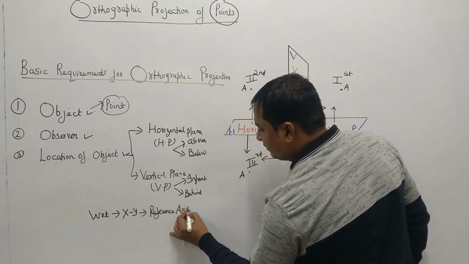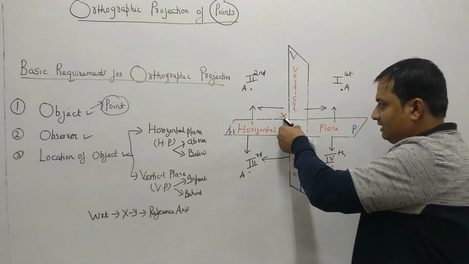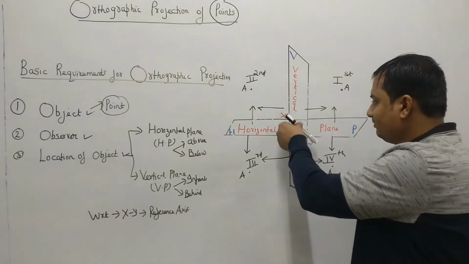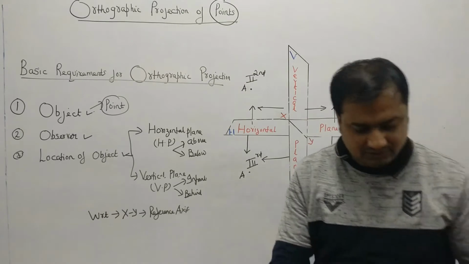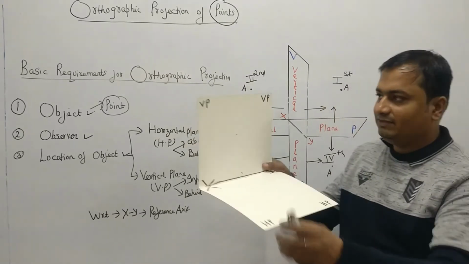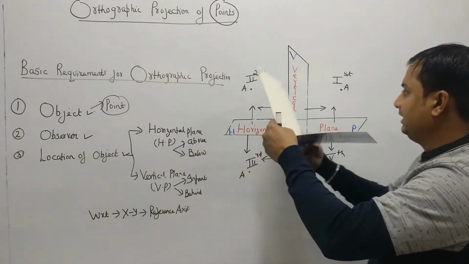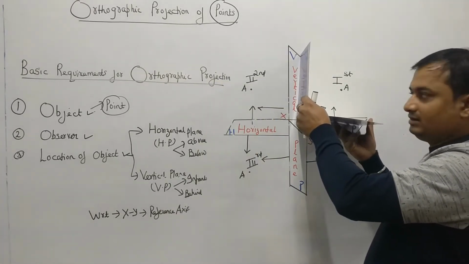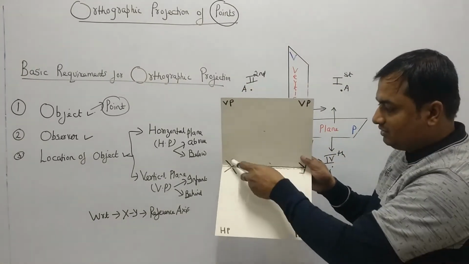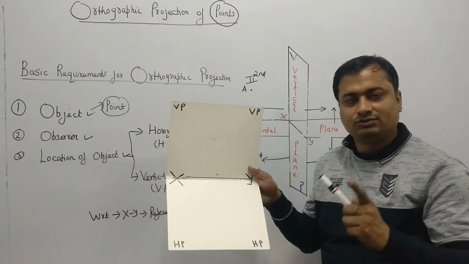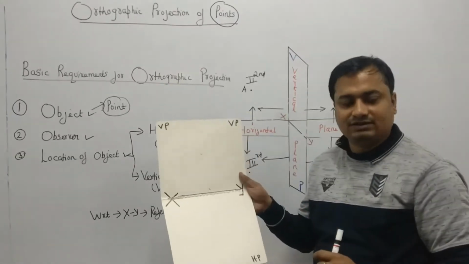So what is the reference axis here? This is my reference axis. The reference axis is nothing but the intersection of two planes. If this is my VP, the vertical plane, and this is my horizontal plane, and I am talking about the first angle, look, this is VP, this is HP. So this will be the intersection of the two planes. This is called the reference axis. It is always represented by XY.